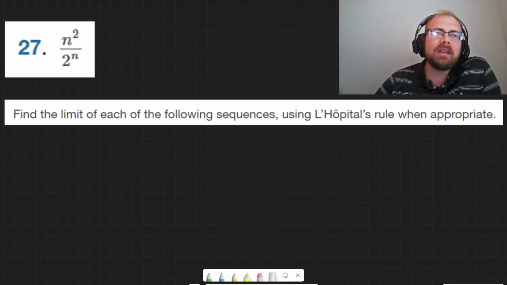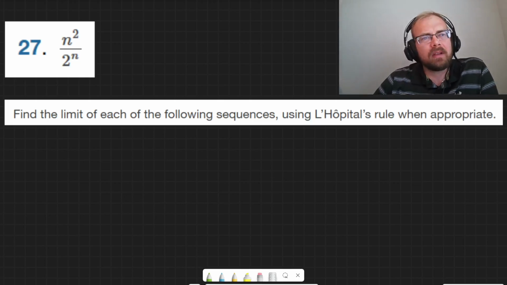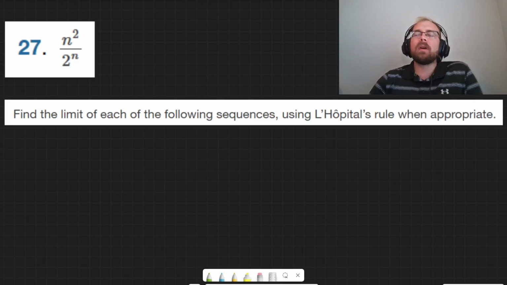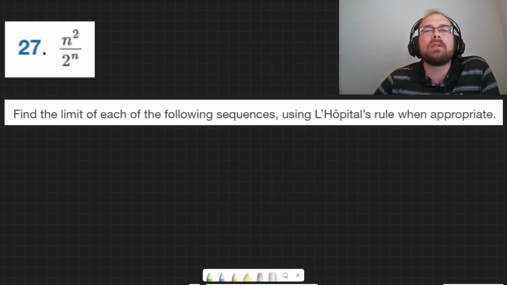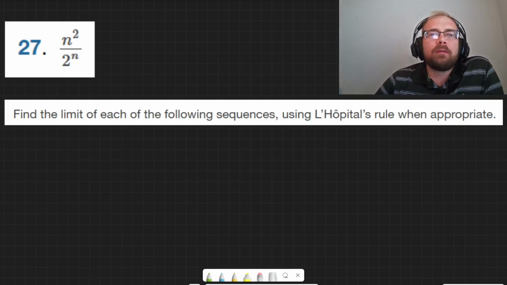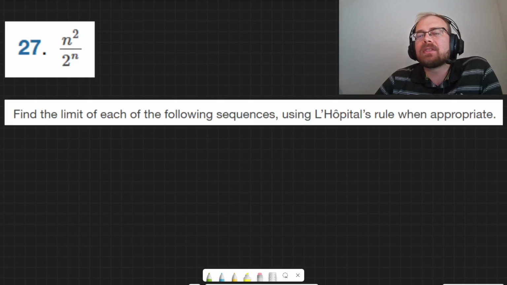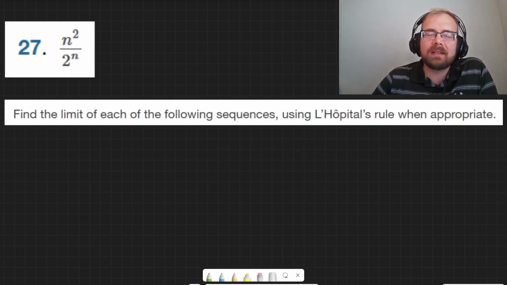We are doing number 27, n squared over 2 to the n. It's kind of like the reverse a little bit, n squared versus 2 to the n. Find the limit of each of the following sequences using L'Hopital's rule when appropriate. Well, 2 to the n, so we're figuring out the limit as it goes to infinity. When we say the limit of the sequence, if they don't say what kind of limit it is, then we're assuming it's a limit as it goes to infinity.